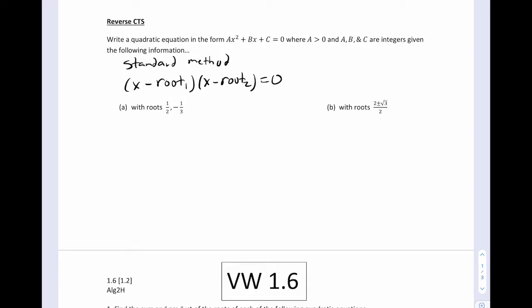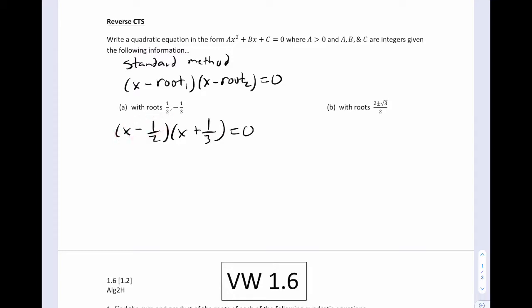That's going to be like the standard way, and it's really easy to do if the numbers are pretty easy to work with. So for this one, we could really just write x minus 1/2, x plus 1/3 equal to 0, because notice how that is a quadratic equation with the specified roots in it. That would work. The issue with this, however, is that it says a, b, and c are integers. So to do that, just kind of play with numbers a little bit.